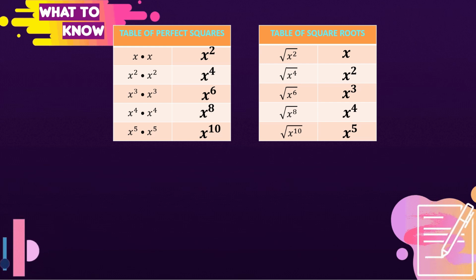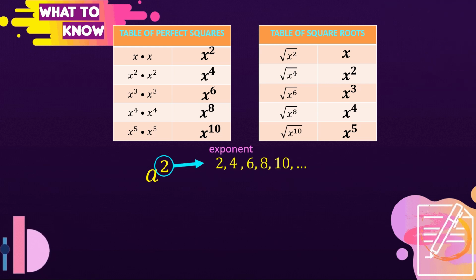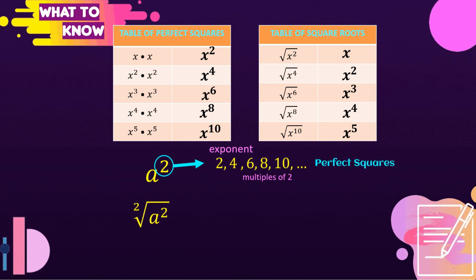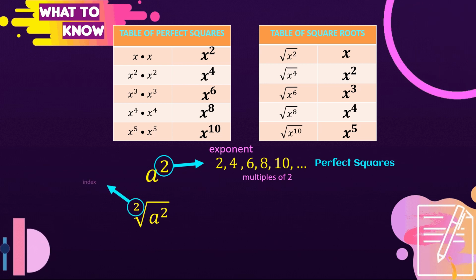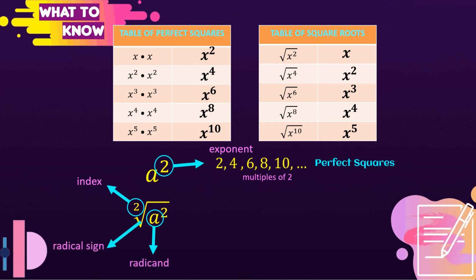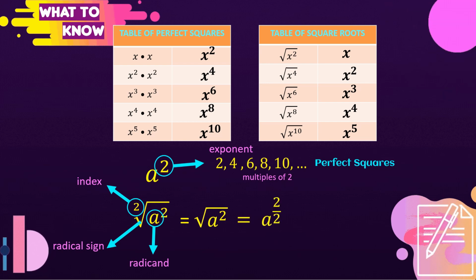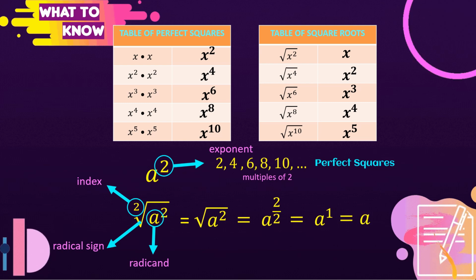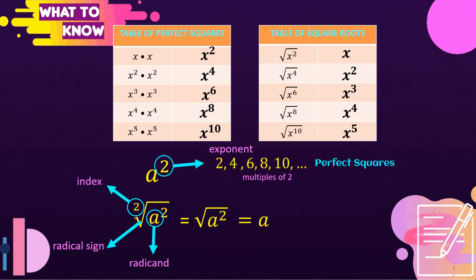Now, for you to understand, let's have the given a squared. 2 is the exponent. So here we can say that if the exponents are 2, 4, 6, 8, 10, or multiples of 2, or even numbers, they are considered perfect squares. In the given square root of a squared, from the word square root, square means the index is 2, and it is already understood and no need to write it. A is the radicand, and we have the radical sign for the square root. So square root of a squared is equal to a to the 2 divided by 2. So we have the exponent 2 divided by the index 2, and that is equal to a to the first, or simply a. So therefore, square root of a squared is equal to a.